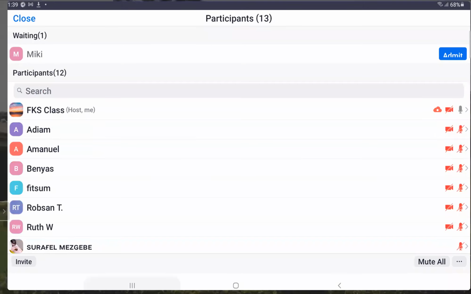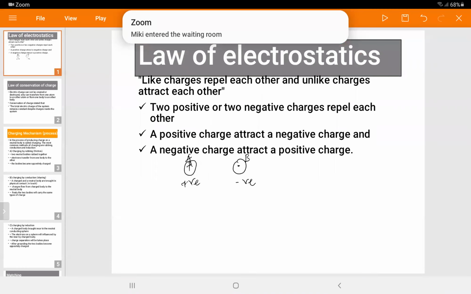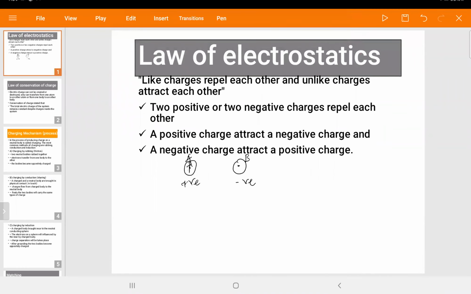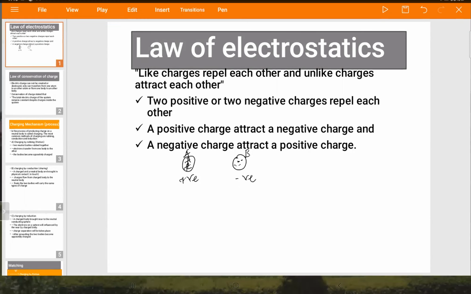We know that there is an interaction between the two bodies. On their surface, B has a negative charge and A has a positive charge. The net charge on the surface of B is negative, and the net charge on the surface of A is positive. Then there is an interaction. What kind of interaction will happen between these two bodies?